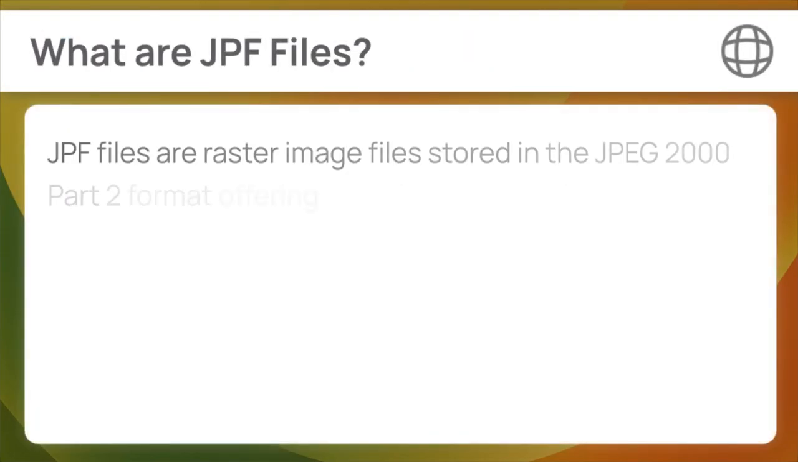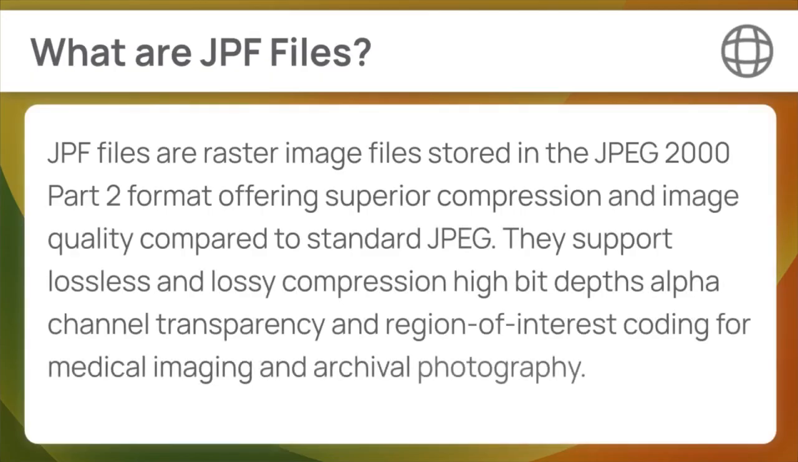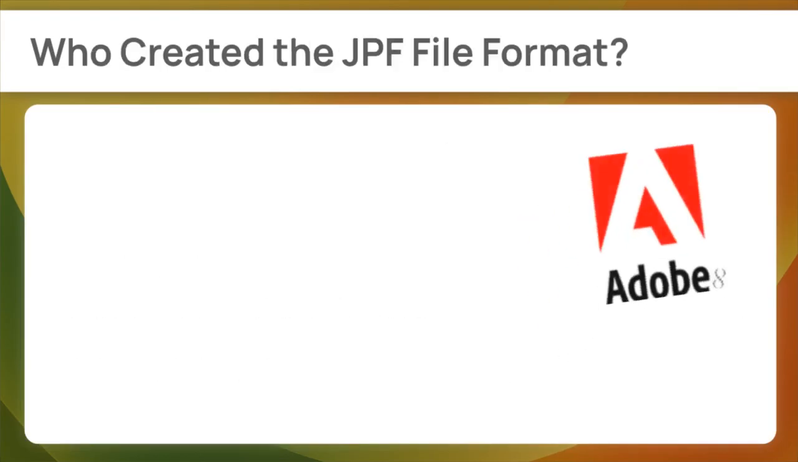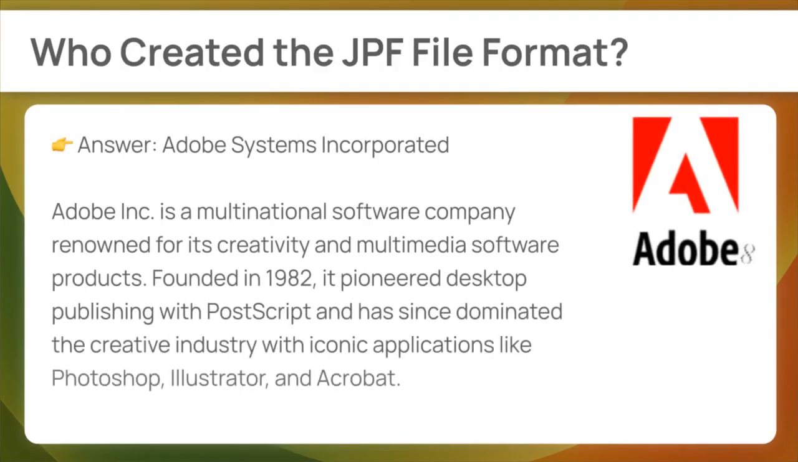JPF files are raster image files stored in the JPEG 2000 Part 2 format, offering superior compression and image quality compared to standard JPEG. They support lossless and lossy compression, high bit depths, alpha channel transparency, and region of interest coding for medical imaging and archival photography.